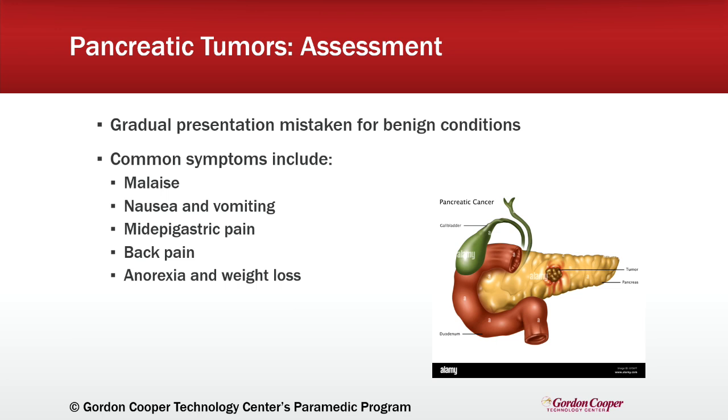The presentation of pancreatic cancer is usually gradual, and it's often mistaken for other benign conditions. So we'll see some very general symptoms like fatigue and weakness, nausea, vomiting, maybe even some back pain or some weight loss. If the cancer is at the head of the pancreas and it blocks the bile flow from the gallbladder, it can cause dark urine, maybe pale stools, and even fatty stools.